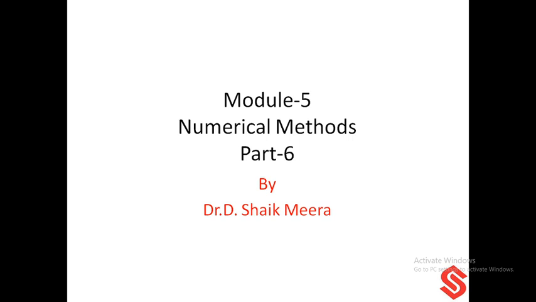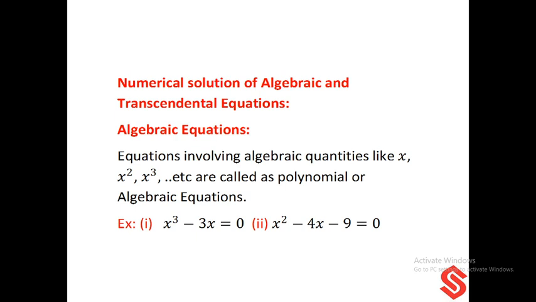So first let us define what are algebraic and transcendental equations. An equation involving algebraic terms like x square, x cube, etc. are called algebraic equations. Example, x cube minus 3x is equal to 0, and second one, x square minus 4x minus 9 is equal to 0. These are also called polynomials.